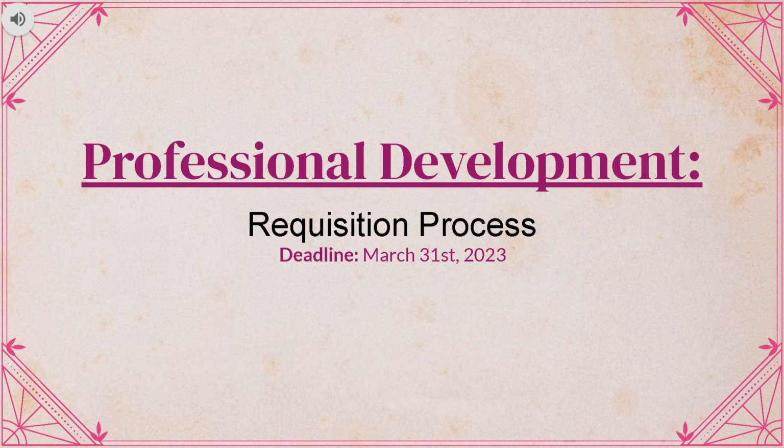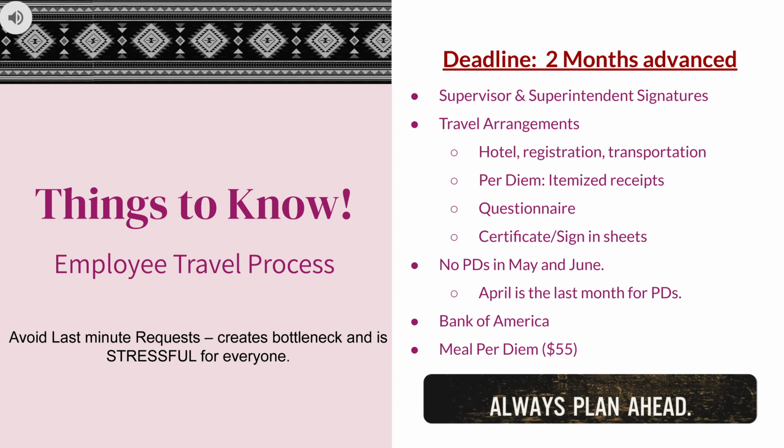The professional development requisition process with a deadline of March 31st, 2023. Things to know about our employee travel process. Please avoid any last-minute requests as this may cause delays. The JOM program requires 2 months advance notice on all professional development requests. Employee travel request forms must have supervisor and superintendent signatures before any purchase orders or requisitions can be obtained.